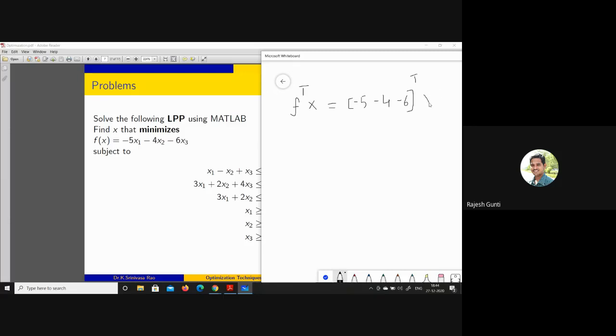X is x1, x2, x3. It is a row vector, but we have to give it as a column vector. How to give a column vector? Minus 5, minus 4, minus 6: that is minus 5, semicolon, minus 4, semicolon, minus 6, of x.